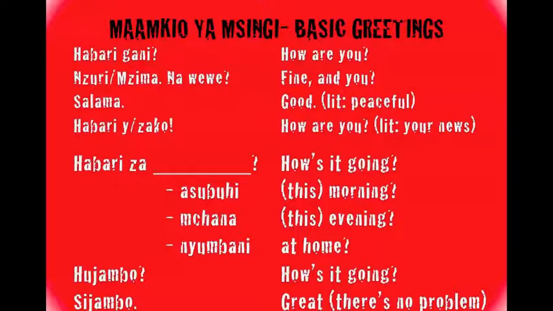You could even say habari za shule. Shule means school. How are things at school? Habari za masomo. How are your studies going? So habari za can be used to ask about virtually anything. Hujambo, how's it going? And the response would be si jambo, which means pretty much I'm good. Hakuna matata, hamna tabu. There's no problem. So moving on.